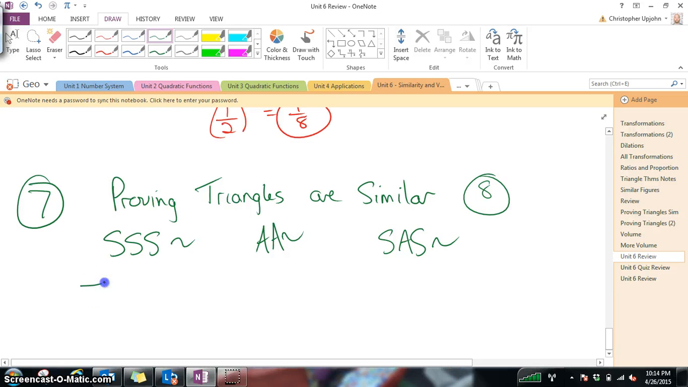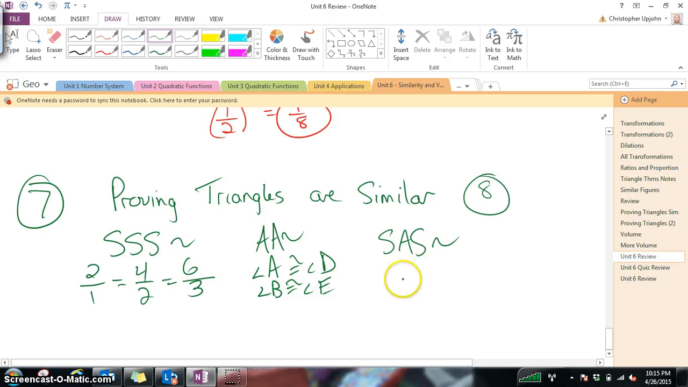Side similarity, where you set 3 things equal, 3 ratios. Angle, where you prove 2 angles are congruent. Or side angle side, which is a combination of the two. You prove that 2 pairs of sides are proportional and an angle is congruent. Usually we have to use vertical angles or corresponding angles of parallel lines. All that stuff that you've learned back in Algebra 1.